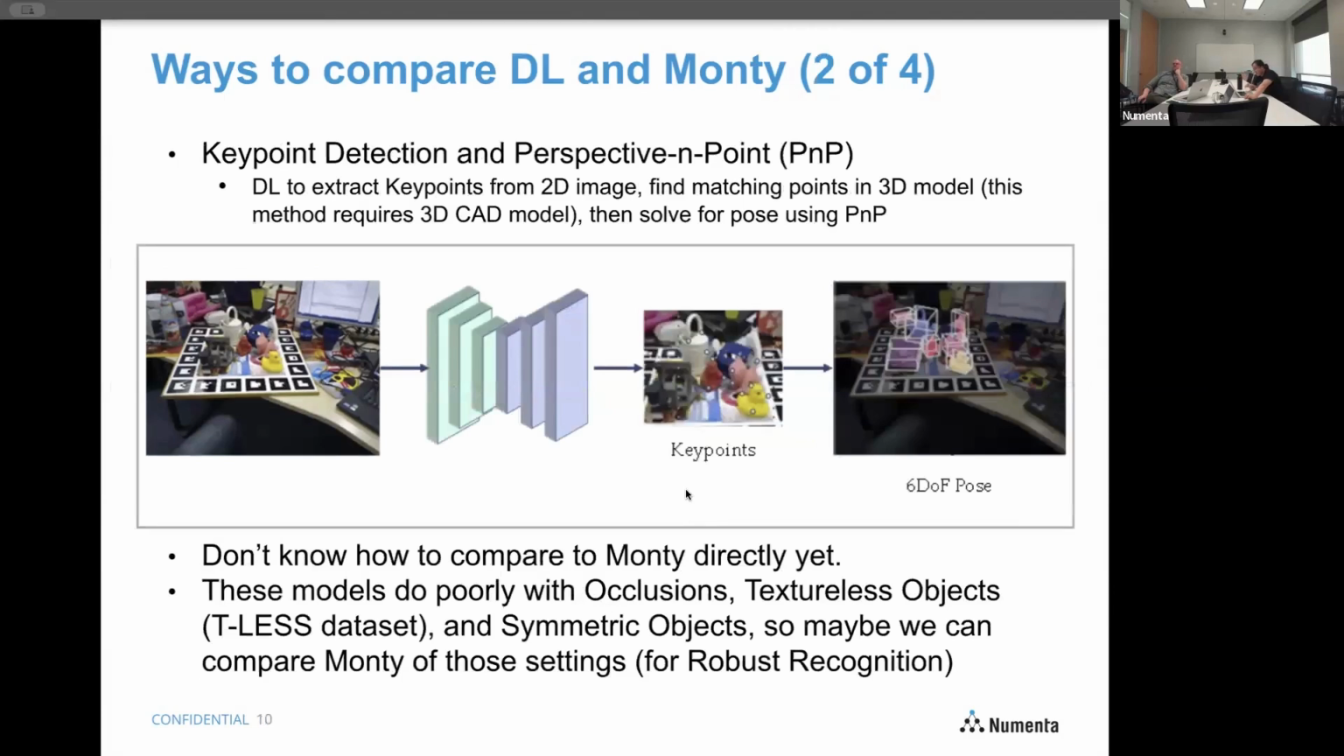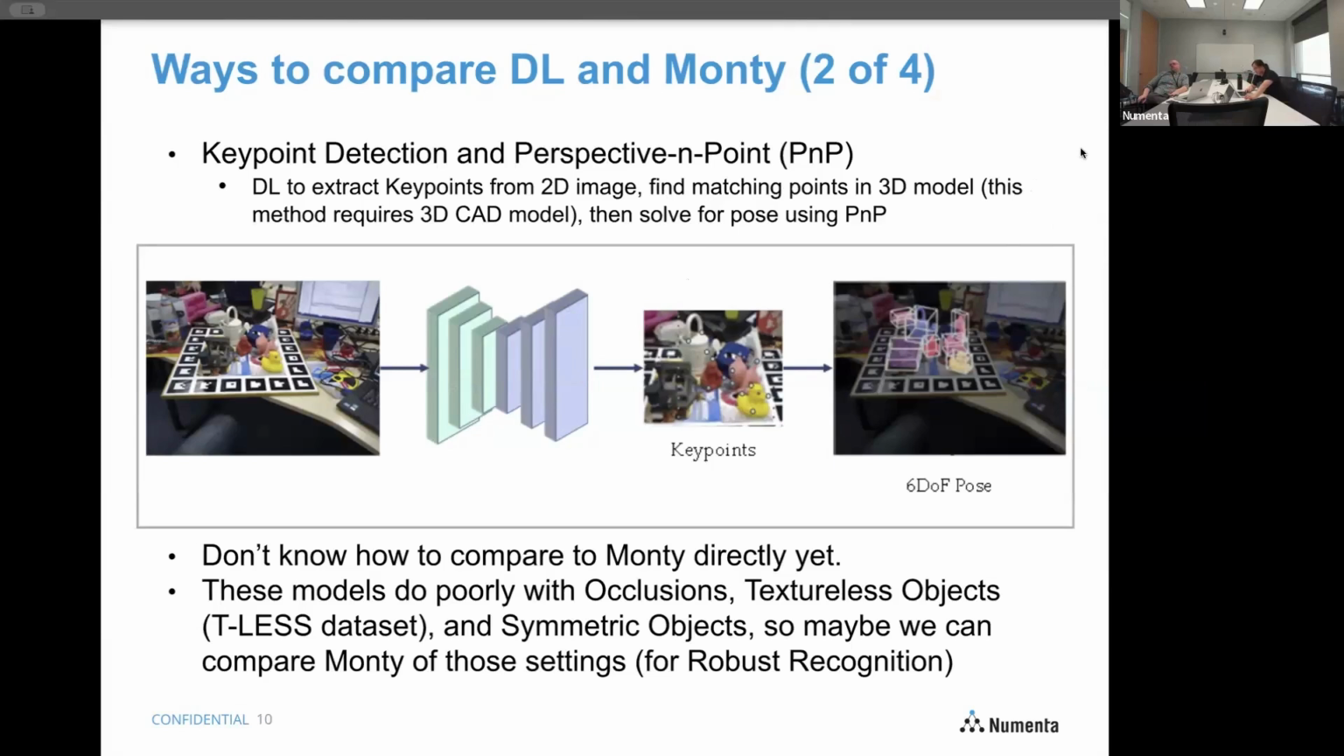The key point method is where the deep learning, instead of directly predicting the pose, tries to extract interesting points like edges or places where features change, and then tries to match those key points to key points in an existing 3D model. So this one requires a 3D CAD model. And if you have the 2D key points and the 3D key points matched, there are some algorithms, one called perspective-n-point, that you can use to solve for the pose.